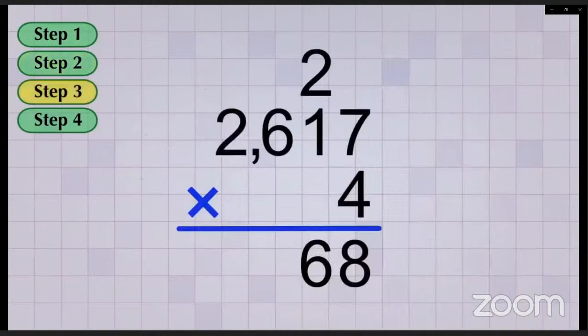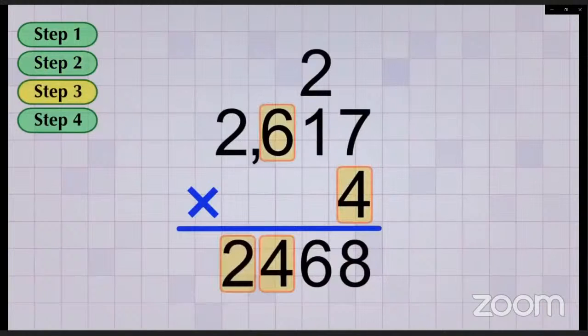For our third multiplication step, we'll multiply 4 times 6, and that gives us 24. Yep, it's a 2-digit answer, so we'll need to carry it. The 4 stays in the answer, and the 2 moves up to the top of the thousands column.